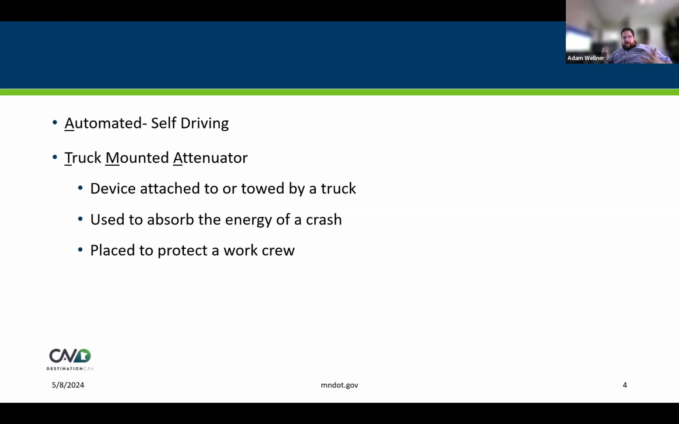If someone's not paying attention, instead of hitting our staff, our work crew, and our equipment, they hit this attenuator and it absorbs the energy, hopefully preventing injuries and fatalities and impacts to our work crew. And they are really good at absorbing that energy and reducing the risk in those crashes. However, there's still a hazard to our workers because we have to have someone driving that vehicle today.